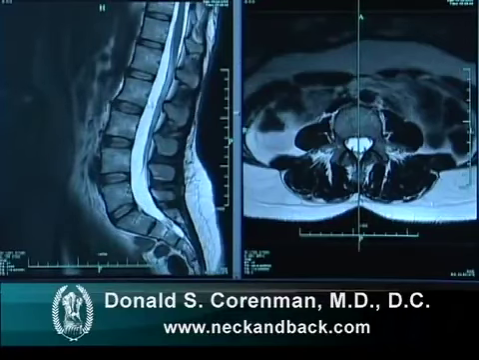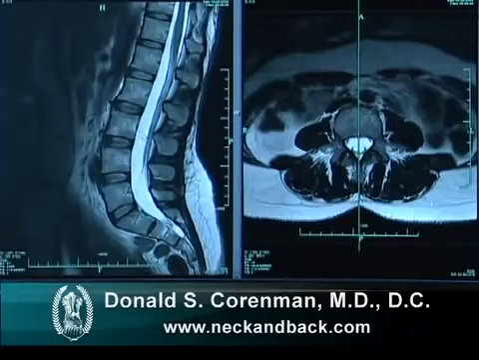The white material in the center here is cerebral spinal fluid, which is essentially water. On this particular scan, called a T2 scan, water is white. You can also see the fat in the back here. The fat is also white, mimicking the water. These are the vertebral bodies that I'm circling here, and in between the vertebral bodies are the discs.